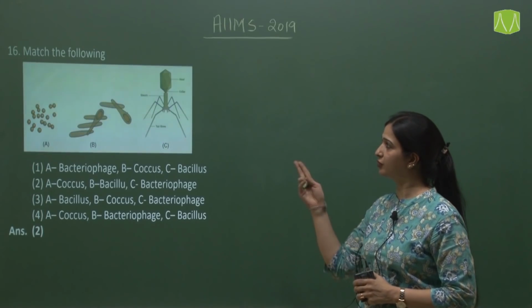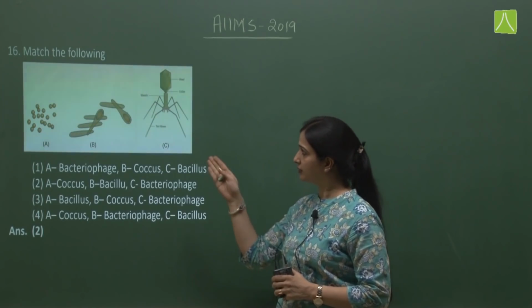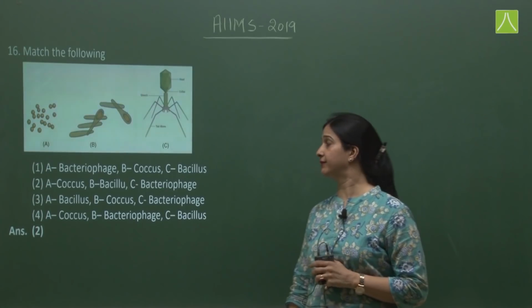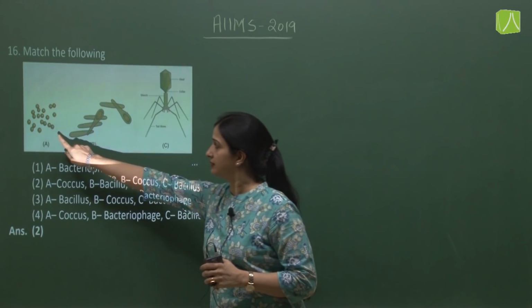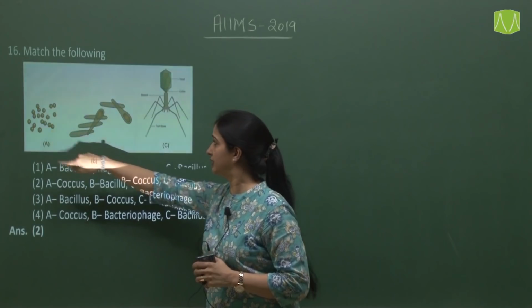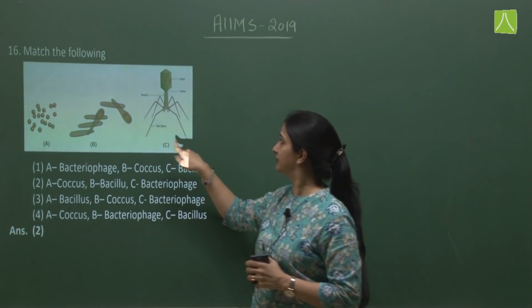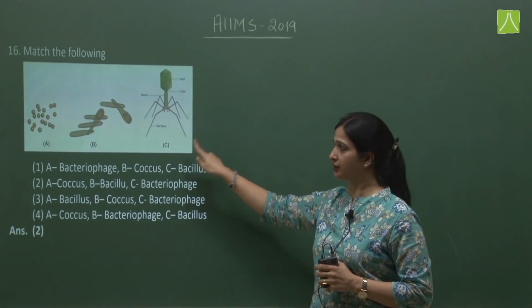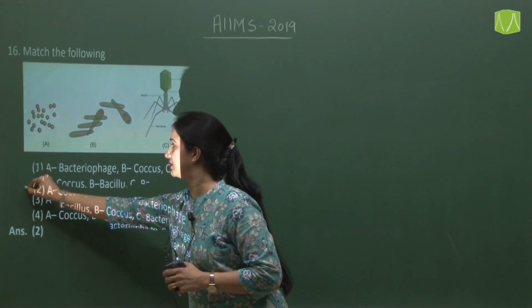Question number 16, match the following. Here different shapes or diagrams have been given and we have to identify them. If we look at the first one, this is the coccus shape of bacteria, this is the bacillus, and this is the diagram of the bacteriophage. So here the correct option will be second.